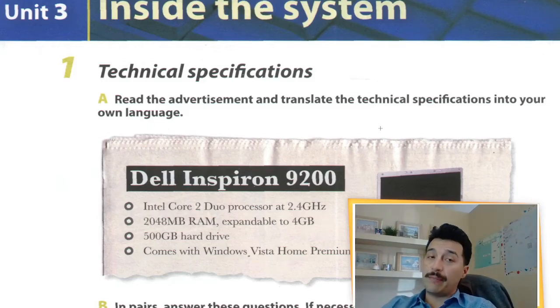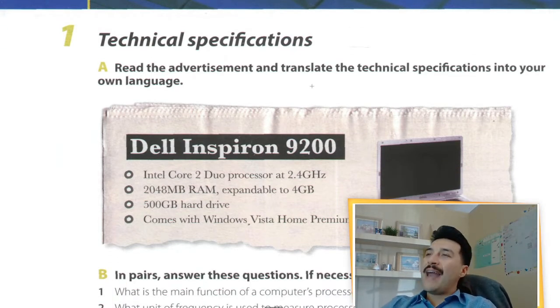Inside the system. Section 1. Technical specifications. Read the advertisement and translate the technical specifications into your own language.